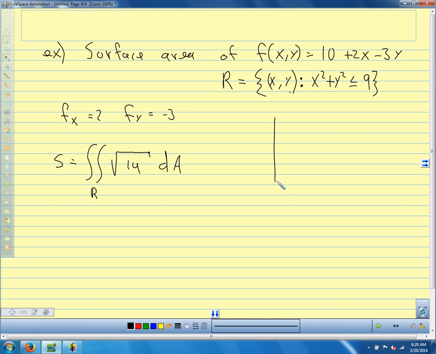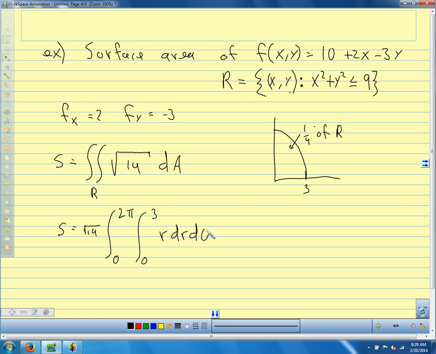So let's sketch our region here really quickly. I'm going to sketch a quarter of the region. Not 14, 1/4. 1/4 of our region, and our radius is 3. So what I'm going to do is, our surface area is going to be the square root of 14, since that's just a constant, times the integral where theta is going to go from 0 to 2 pi to get the entire circle, and the integral from 0 to 3 of r dr d theta.